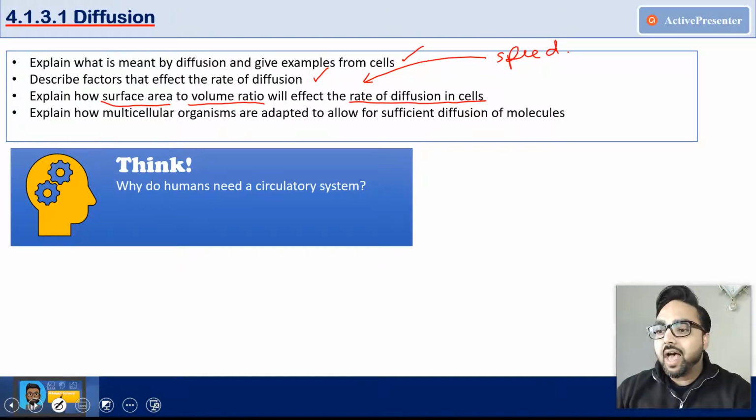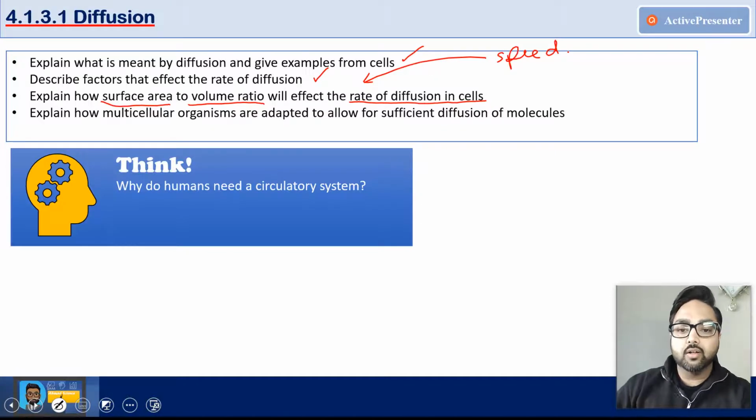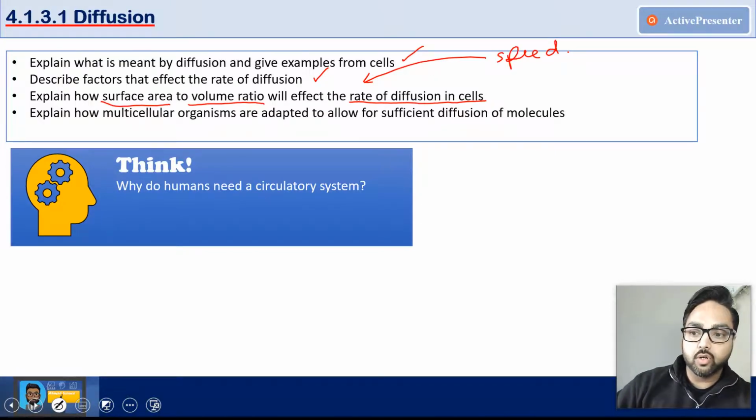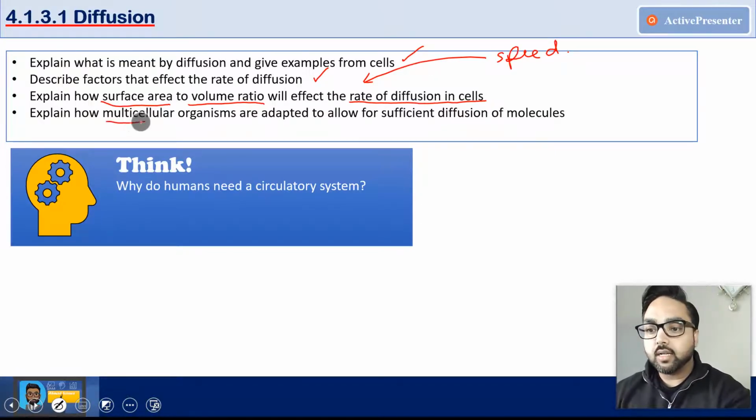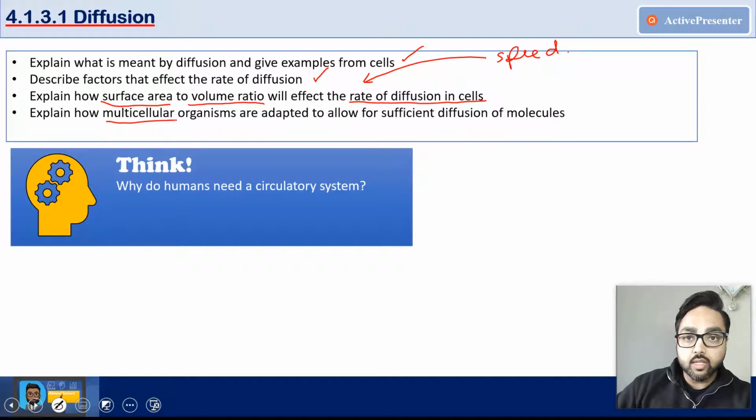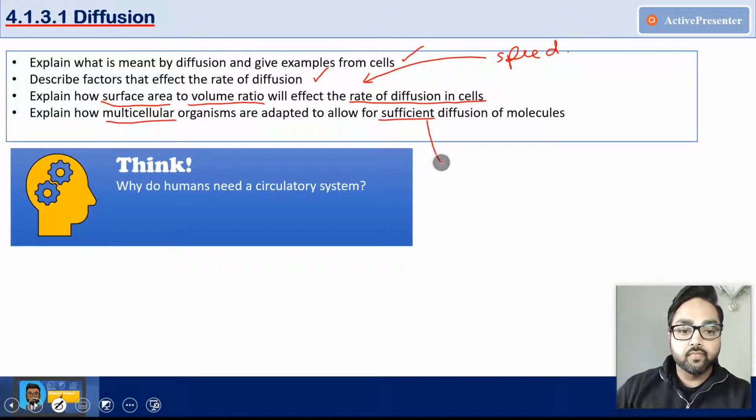Excuse the handwriting. Explain how multicellular organisms are adapted to allow for sufficient diffusion of molecules. So multicellular organisms again means organisms with more than one cell, and sufficient diffusion, basically the amount of diffusion needed to keep an organism alive, right? That's what defines sufficient. So let's have a look at this.